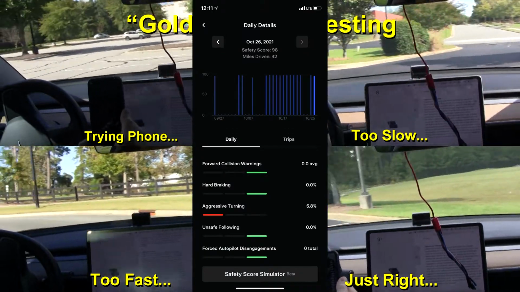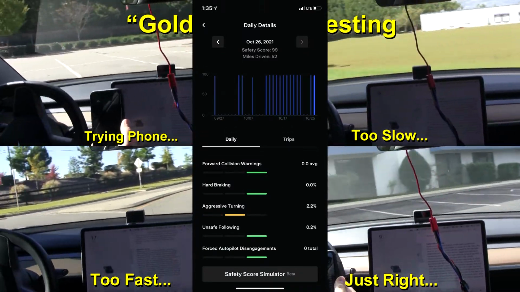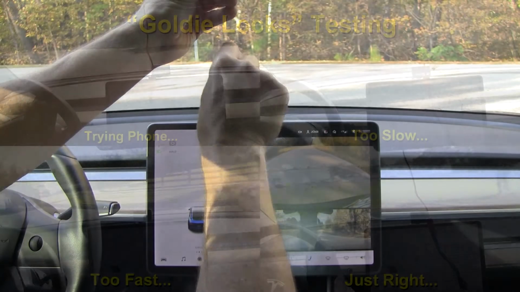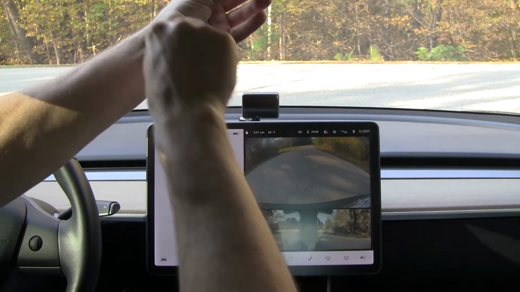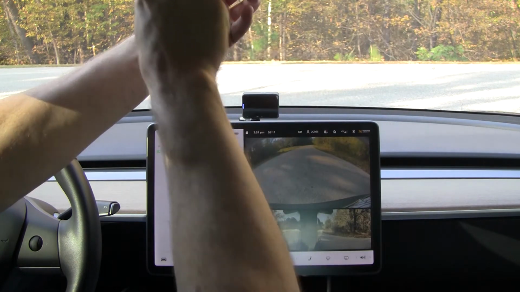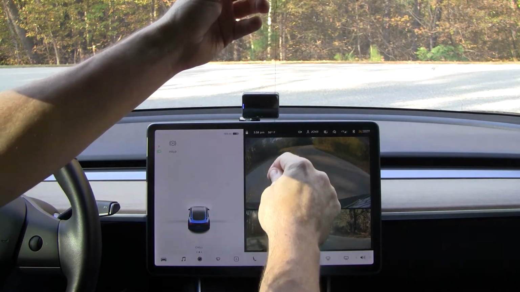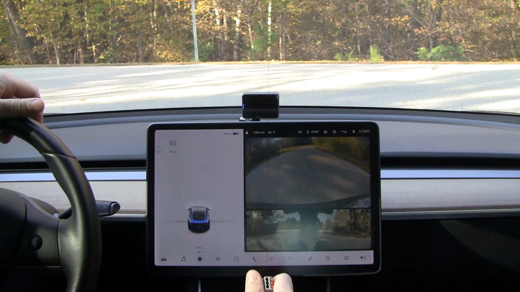My aggressive turn percentage was improved from 5.8 to 2.2%, but after driving home, I was back at 3.9. Before any more testing, I needed a better pendulum. So I started with a piece of thread long enough to wrap around the rearview mirror several times and still reach the bottom of my monitor in my 3.